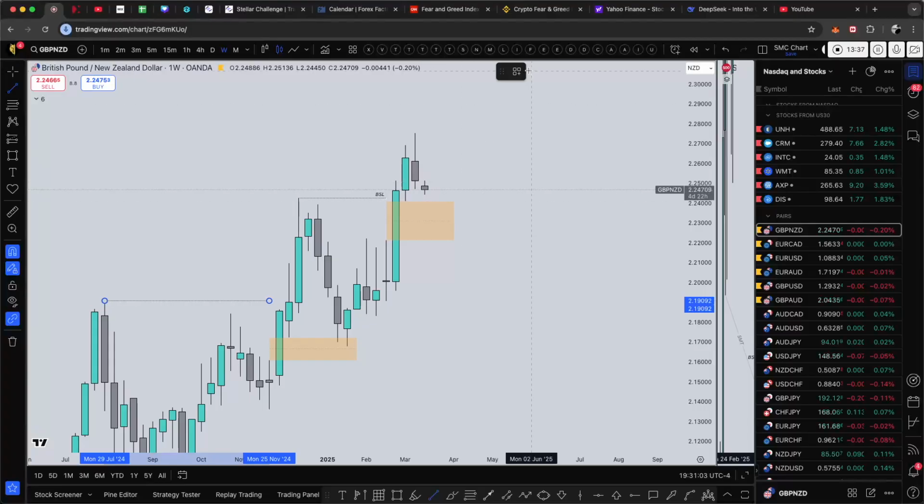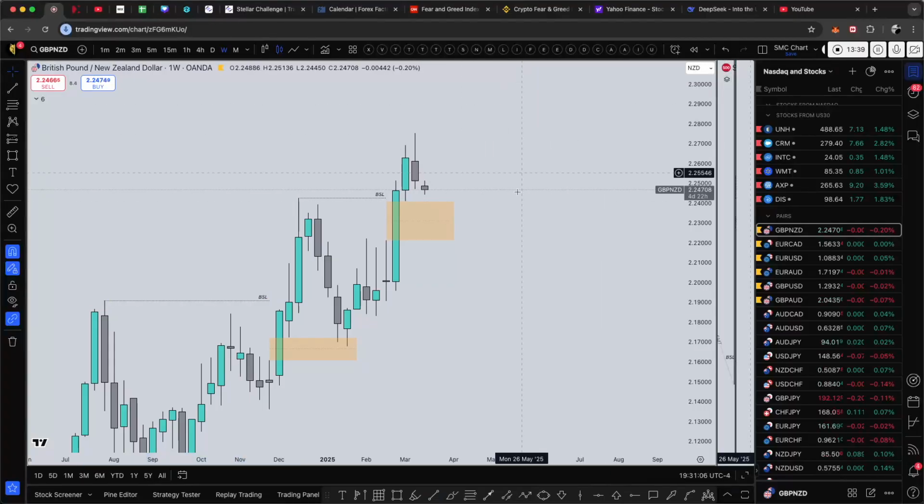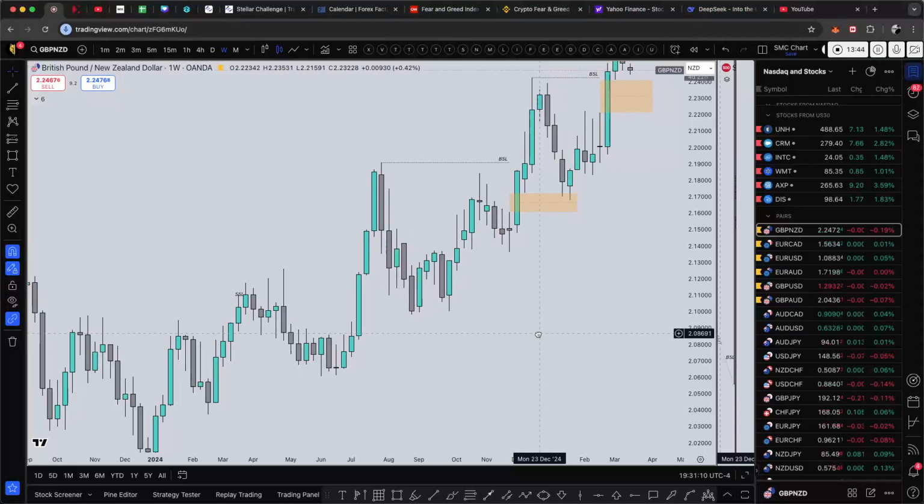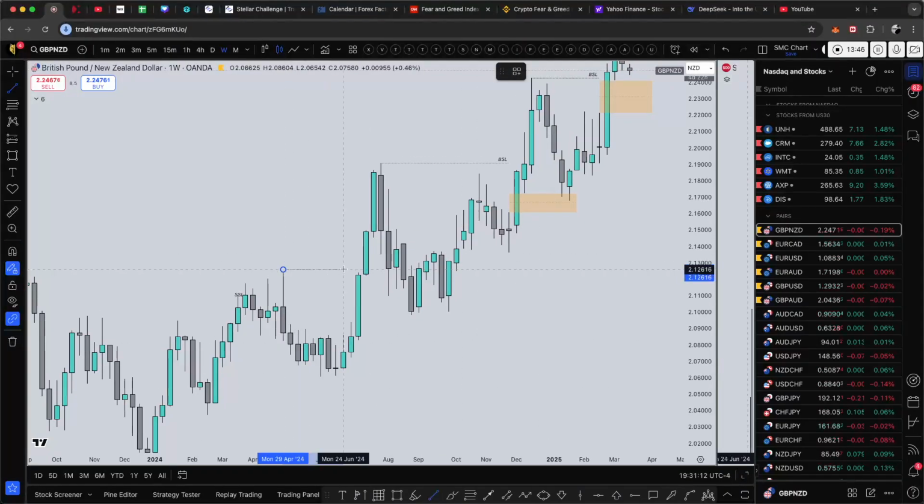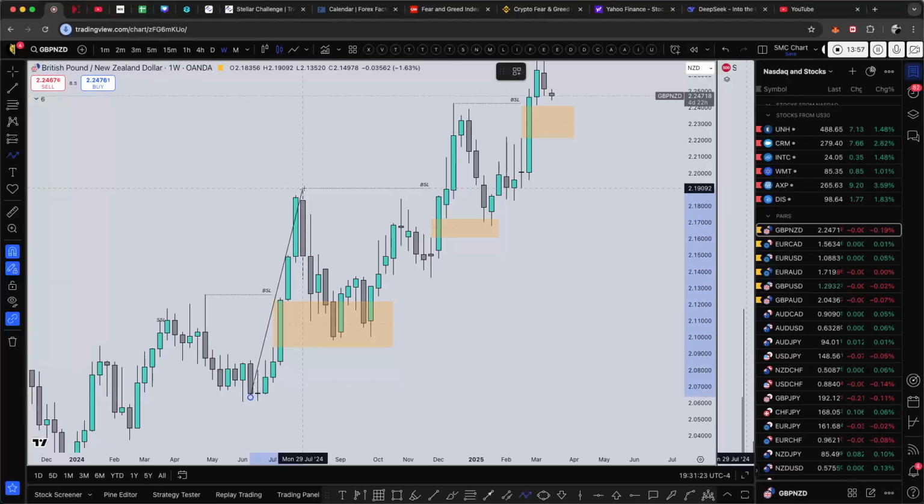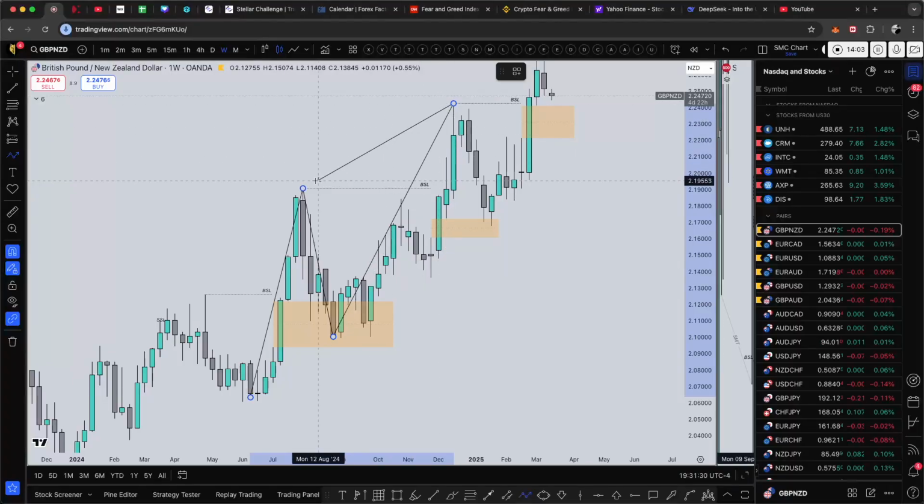So notice the structure is very clean right here in GBPCAD. The price action on this pair right now is amazing. Look at this, another break here, right? Another buy side break of structure, whatever you want to call it. Price is respected. It sweeps external liquidity, comes back down to internal liquidity, which is the fair value gaps.